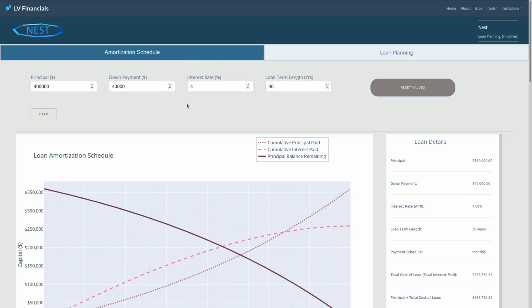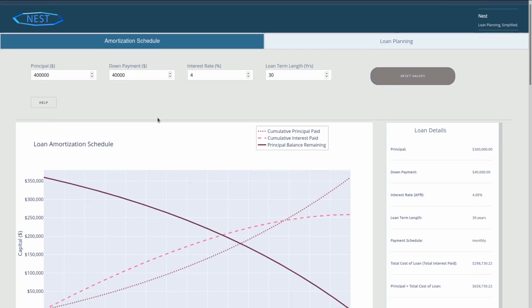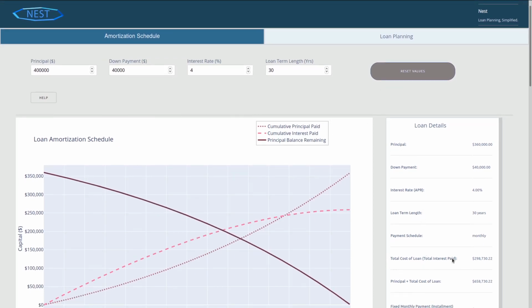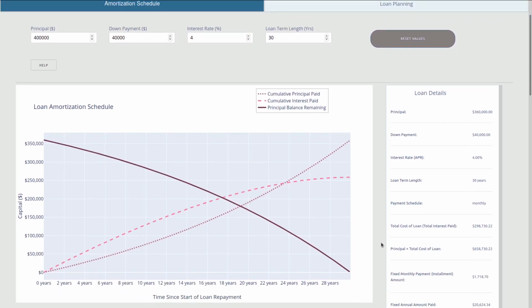So as you continue to play around with these three variables, you can use this total cost of the loan to figure out how much you'll pay over the lifetime of the loan, and that will help you figure out whether you should buy now or wait.